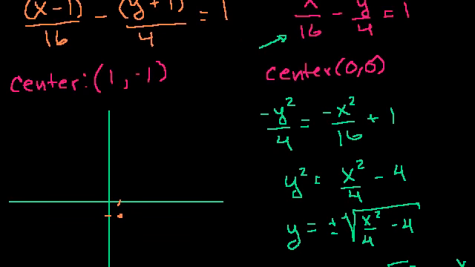Positive and negative 1/2. So let's do the positive 1/2. So that means for every 2 you run over, so if you go in the positive x direction 2, you move up 1. So you go to the right 2 and up 1. So that's the first one. And let me draw that asymptote.